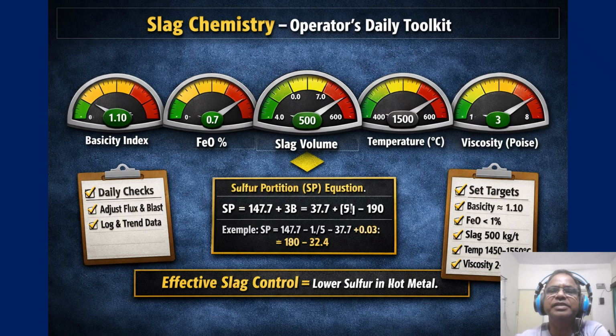Now the question arises: where do things get tricky? Sulfur removal is only feasible when your basicity is high, but alkali removal, specifically potassium, likes lower basicity. So look at this table. At a basicity of 1.1, we remove 2.6 pounds of K2O per ton of hot metal. But if we lower basicity to 1, potassium removal jumps to 3.7 pounds, a big improvement.